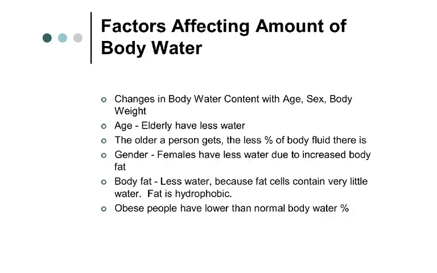Now, there are various factors that can affect the amount of body water that we have. So, changes in body water happen with age, sex, and body weight. So, for example, the elderly have less water in their bodies. So, the older a person gets, the less percentage of body fluid there is. And females also have less water due to increased body fat, because fat is hydrophobic, which means that it's a water repellent.